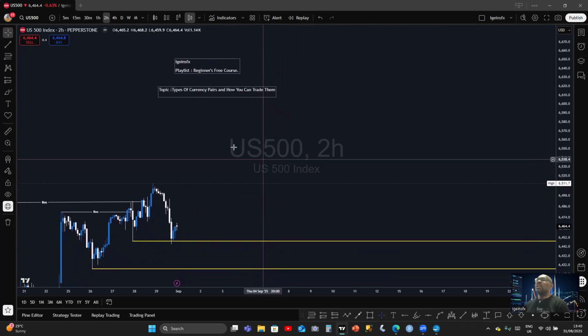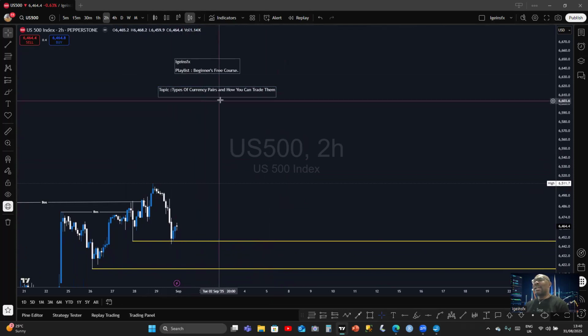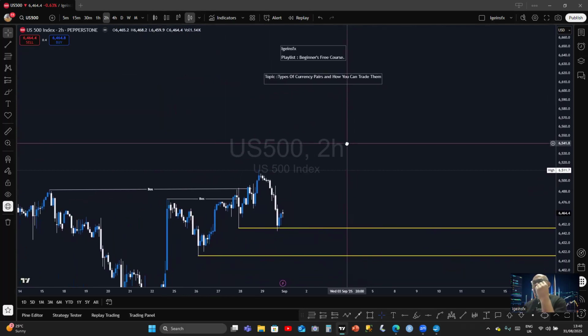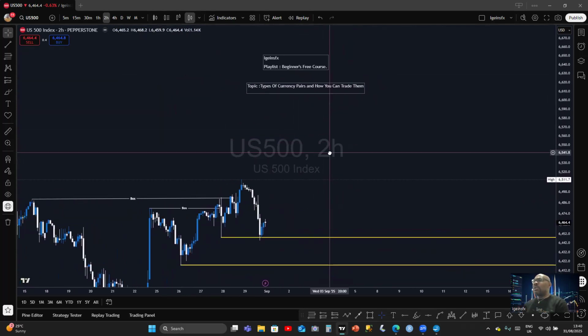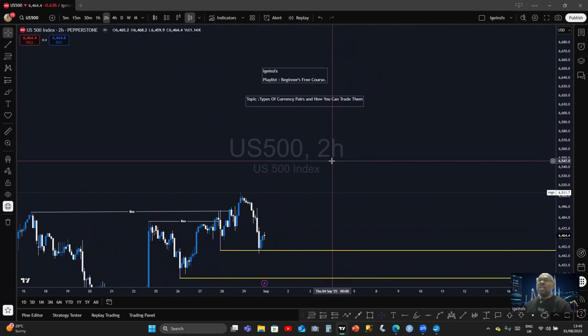So today we are going to be treating the topic I titled Types of Currency Pairs and How You Can Trade Them. Types of currency pairs, because in Forex, we trade currencies. What do we mean by currencies?